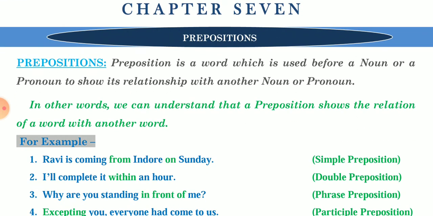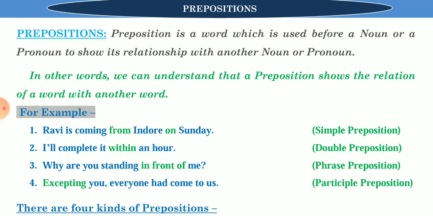Today we are going to study chapter 7 of our Total English book, and the chapter is prepositions. So what is a preposition? A preposition is a word which is used before a noun or a pronoun to show its relationship with another noun or pronoun. Basically, it is placed before a noun or a pronoun, and it shows the relationship. In other words, a preposition shows the relation of a word with another word.